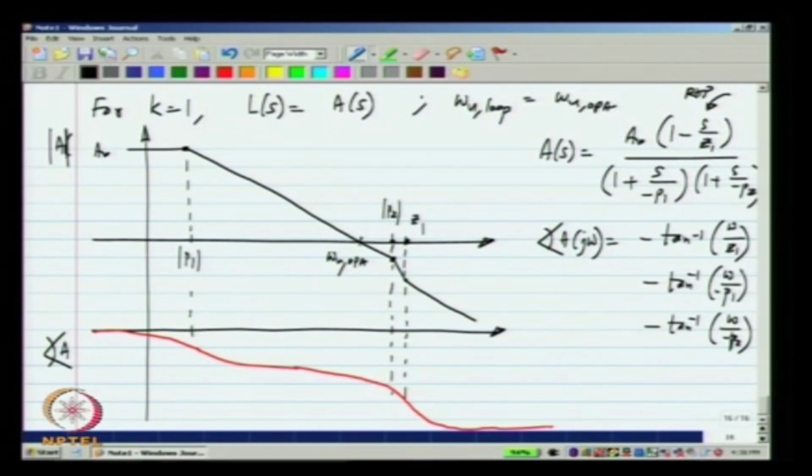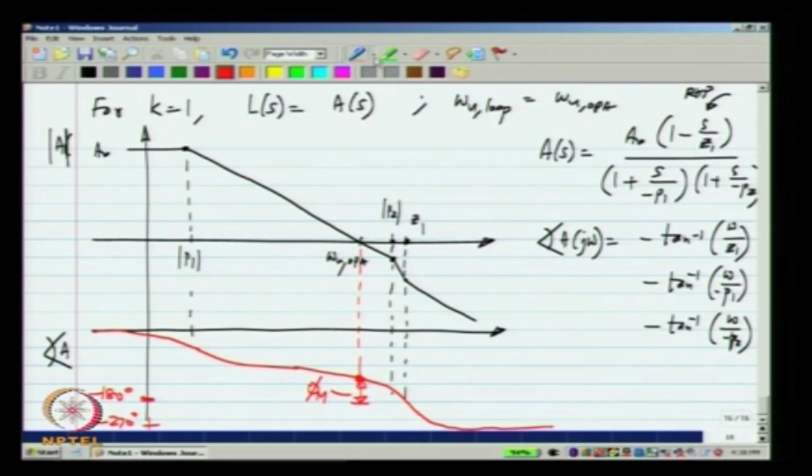Here p1 and p2 were the poles which were negative numbers. So, this is how I have written it. So, each of these contributes to phase lag, and the total phase lag happens to be minus 270 degrees. Now, what is it that we want? At the unity loop gain frequency, which for k equals 1 is the unity gain frequency of the op amp itself, we should make sure that this margin, which is the margin between minus 180 degrees and the actual phase at the unity loop gain frequency, is sufficiently high, that is called the phase margin.